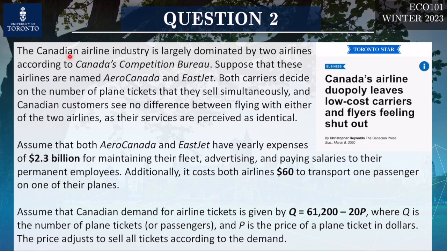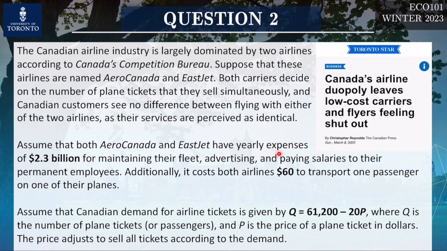yourself. So the Canadian airline industry is largely dominated by two airlines, according to Canada's Competition Bureau. Suppose that these two airlines are named Aero Canada and EasyJet. Both of these companies decide on the number of plane tickets that they are going to sell simultaneously. And Canadian customers see no difference between flying with either of the two airlines as the services are perceived as being identical. In the second paragraph, we have more information about the cost.